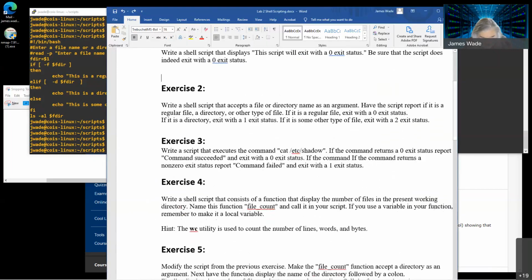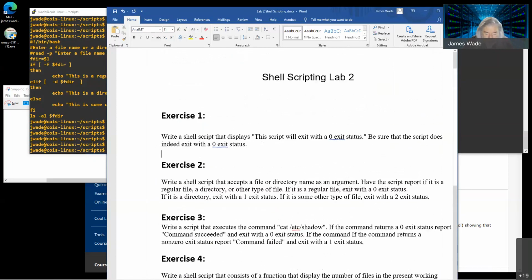Here is lab 2. Write a shell script that displays this script will exit with a 0 exit status. Be sure that the script does indeed exit with a 0 status. Now, here's the question, folks. An exit status, does anybody know? Answer in the chat session. Why do we use an exit status in a shell script or any kind of program? Why do we use an exit status? Anybody?